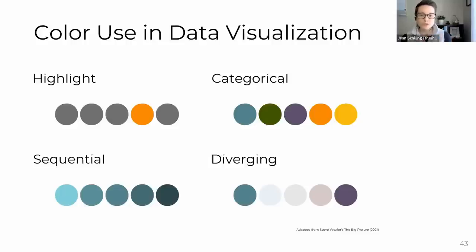So sequential color is used to show values from low to high on a continuous scale, and diverging colors is used to show values above or below a midpoint or some sort of medium value or average value, or maybe above and below zero on a continuous scale. We want to remember that we should only add color when it adds meaning and helps with understanding.